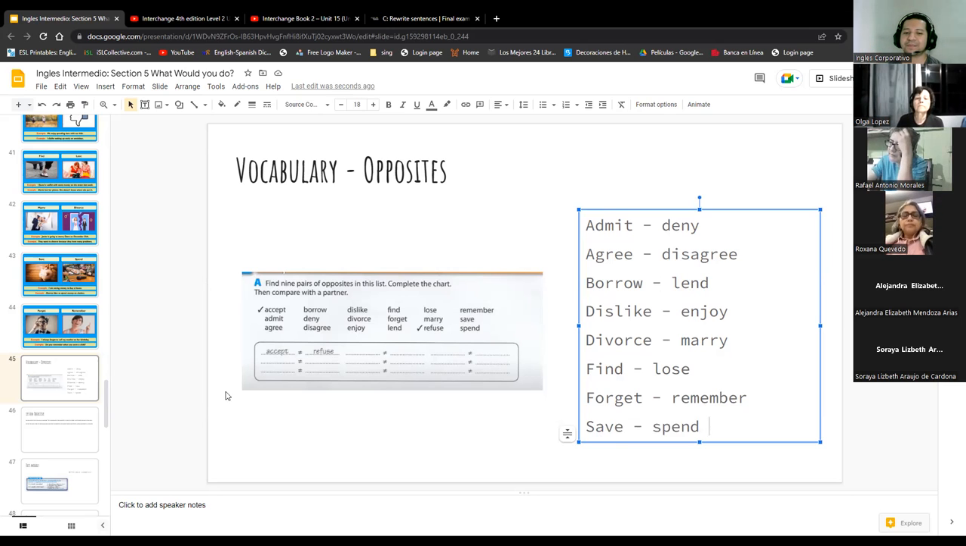Perfect. Spend. So if it is possible for you, si es posible para ustedes, tráigame aunque sea uno así de opuestos, ¿verdad? Mañana, porque lo vamos a agregar a esta lista para que ustedes los tengan. Y mañana también vamos a terminar las clases. Tomorrow is the last class. You see, the time passed by really fast, right?